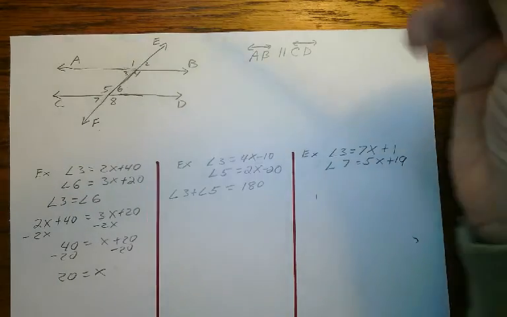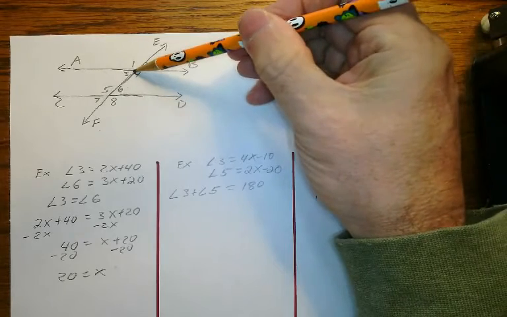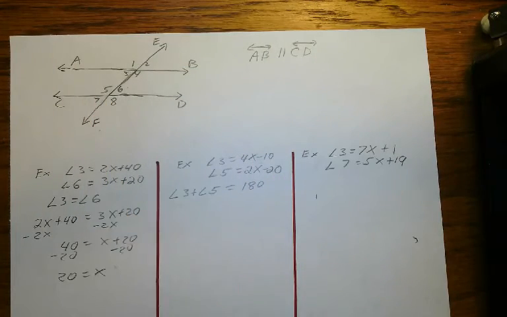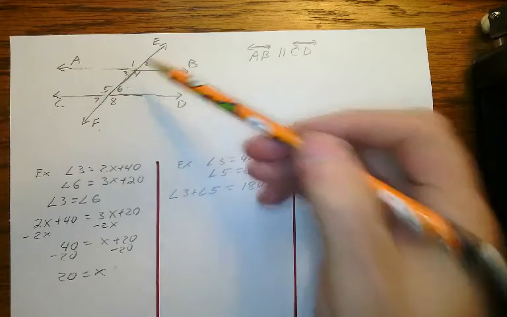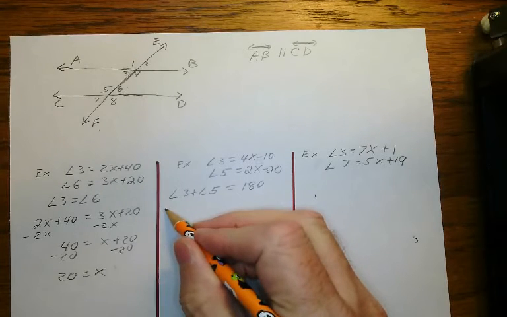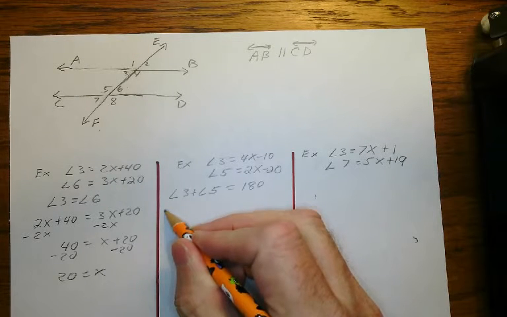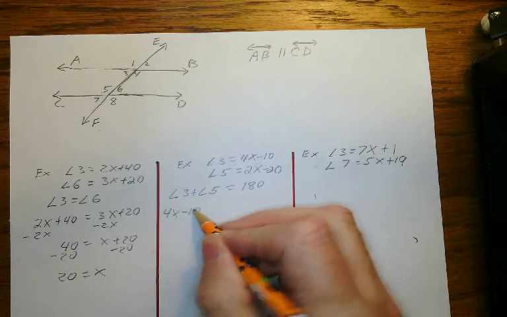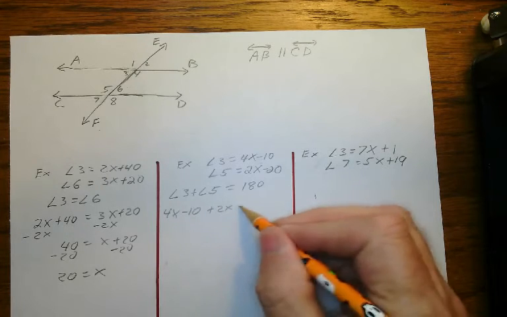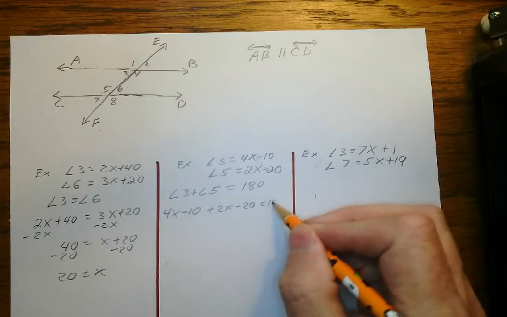Now if you just look at them, you see angle 3 is an acute angle, which means less than 90. Angle 5 is an obtuse angle, greater than 90. Well, they can't be equal if one's acute and one's obtuse, and if they're not equal, it means they have to be supplementary. So our equation is 4x minus 10 plus 2x minus 20 equals 180.